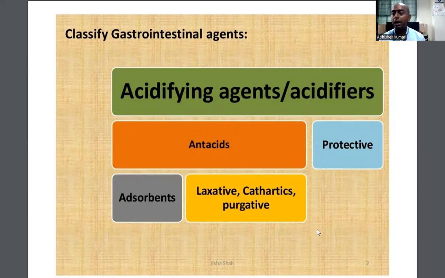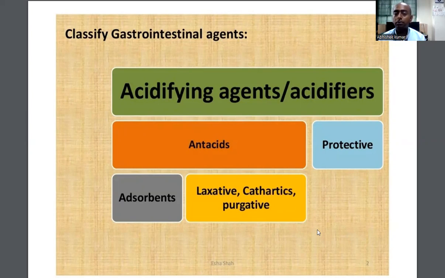Today we are going to start the topic gastrointestinal agent and its classification. So, what is a gastrointestinal agent? It is an agent which helps to relieve gastric disorders that happen in our GI tract, the gastrointestinal tract.